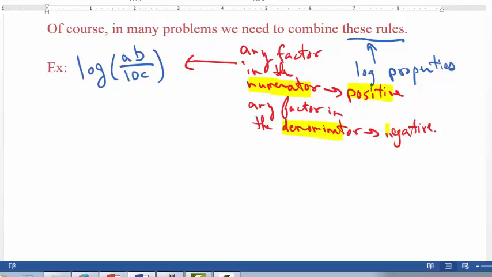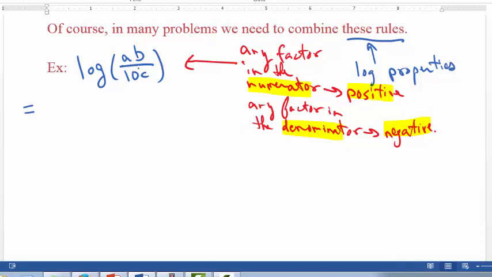And that should make sense from exponent rules. If you had an exponent in the denominator, it was really a negative exponent, and in the numerator, it was a positive exponent. So the generalized rule, that if it's in the numerator it becomes positive and if it's in the denominator it becomes negative, makes sense if you think about exponents in denominators. Because that's what logs are: logs are exponents.